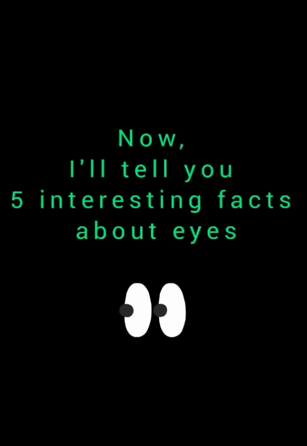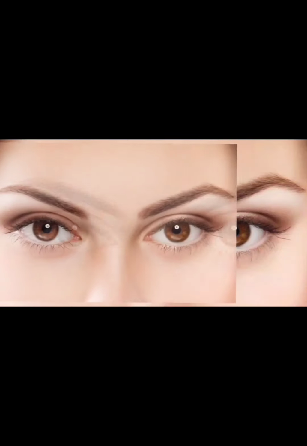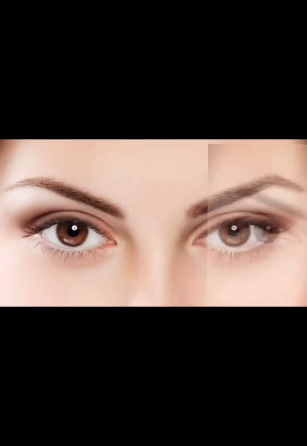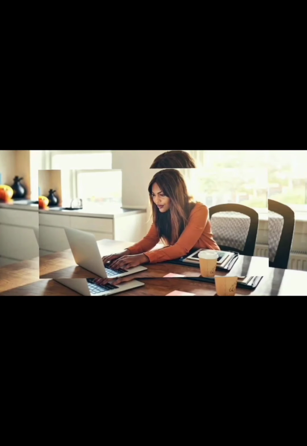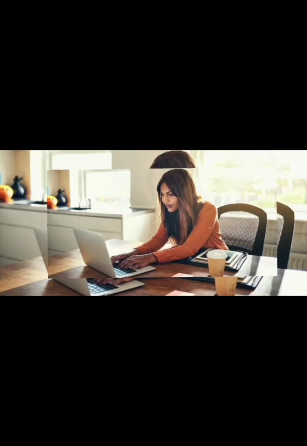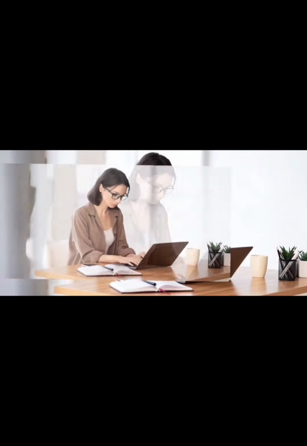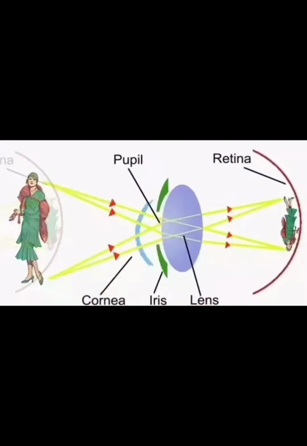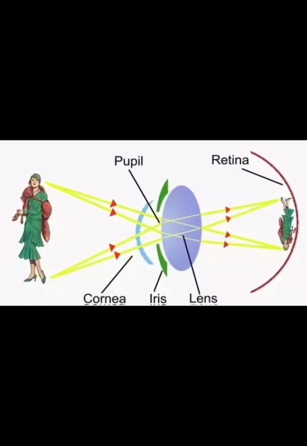Now I will tell you 5 interesting facts about eyes. Everyone thinks that the most common eye color is black, but no, the most common eye color is brown. The human eye works 100% at any moment without any rest. We actually see things upside down. Our brain turns the image the right way.